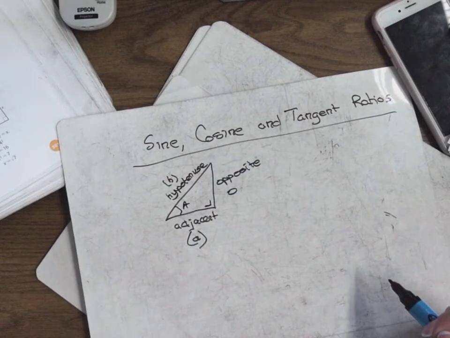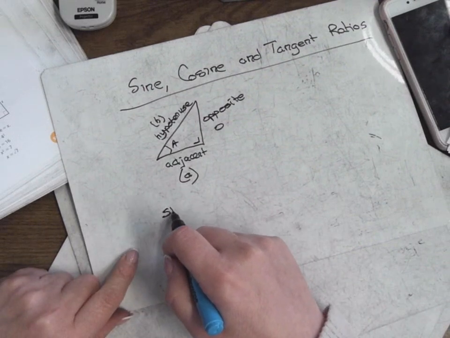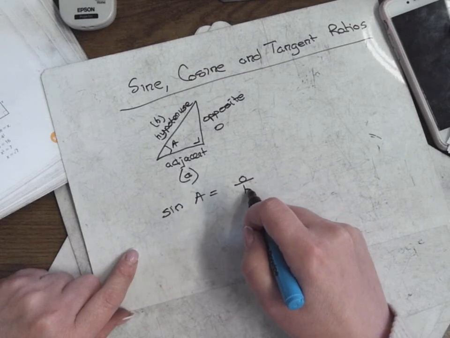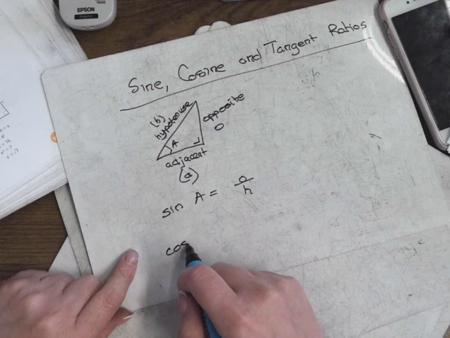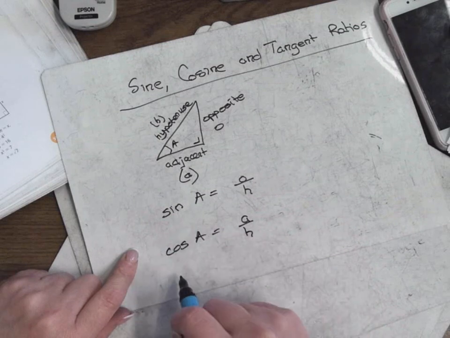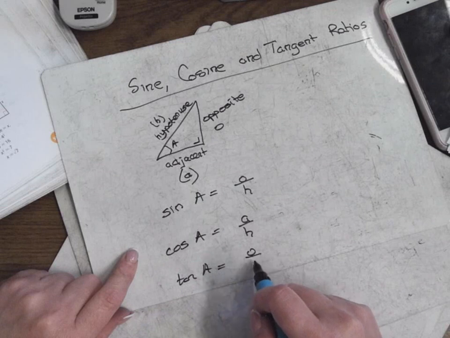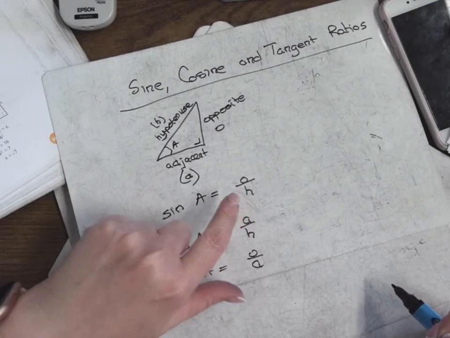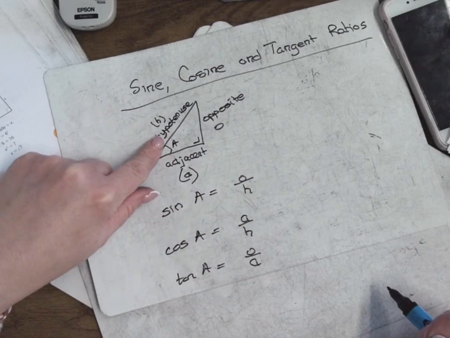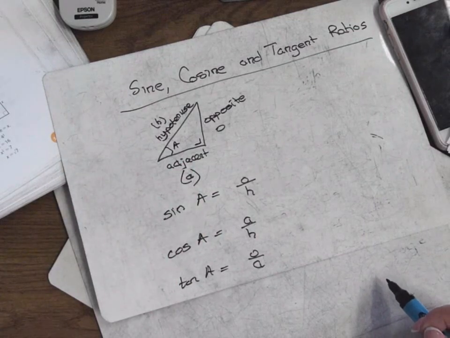And then we had the 3 ratios that these mathematicians came up with years ago. So they said sine A is O over H. They said cos of A was A over H. And they said tan of A was O over A. And you all know that when I say O, I mean the opposite, the length of that line. When I say the hypotenuse, I mean the length of this line. When I say adjacent A, I mean the length of this line. So I'm talking about the lengths of the lines.